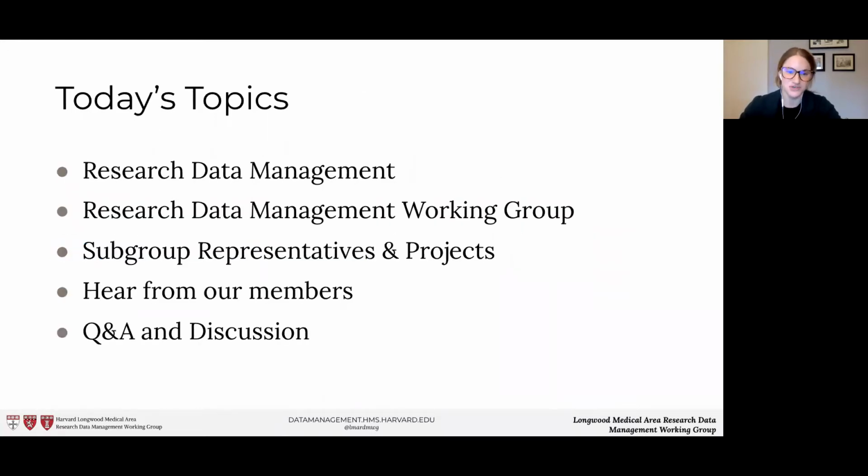Today, we are going to talk about what research data management is and how our group tackles projects to strengthen research here at Harvard. We will hear from our group members on the projects we are involved in and quick testimonials on why they have joined the LMA RDM WG. The rest of the session will be a facilitated discussion with our members and provide an opportunity for you, the audience, to ask questions.